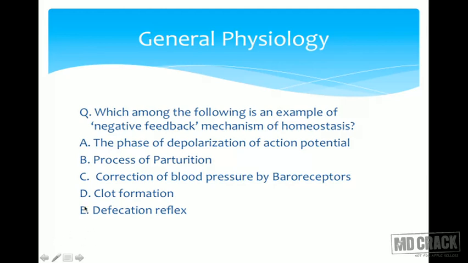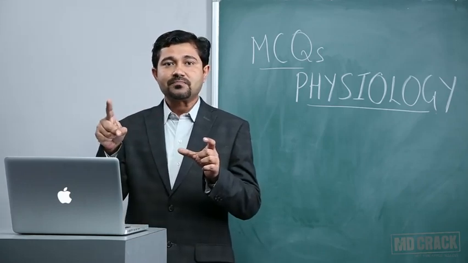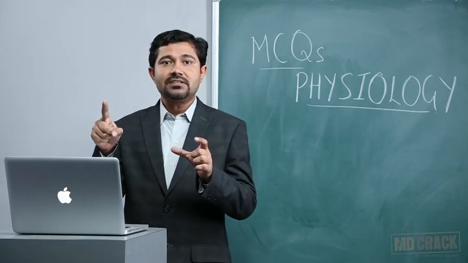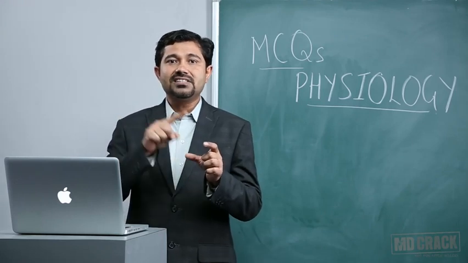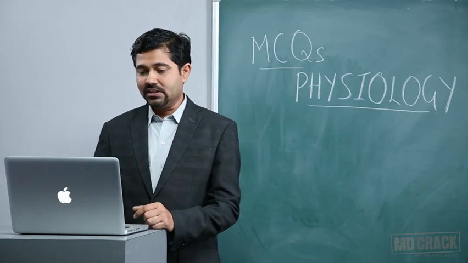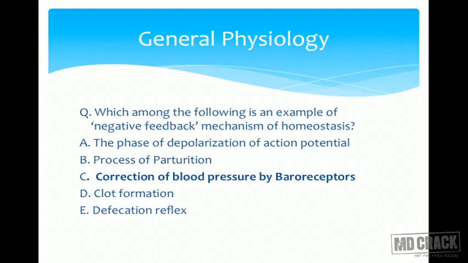What remains is option C. If you have thought option C, then C is the correct answer. Correction of blood pressure by the baroreceptors. What happens in that? If there is hypertension, impulses will go to the cardiovascular regulatory center and ultimately the blood pressure will be brought down. So the change is there in the opposite direction. So what is the correct answer? The correct answer is option C, correction of blood pressure by the baroreceptors.